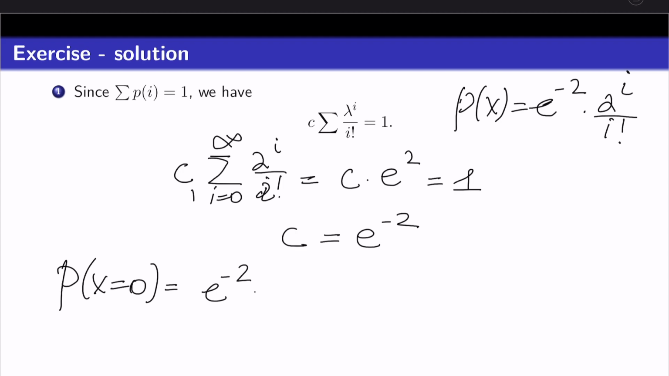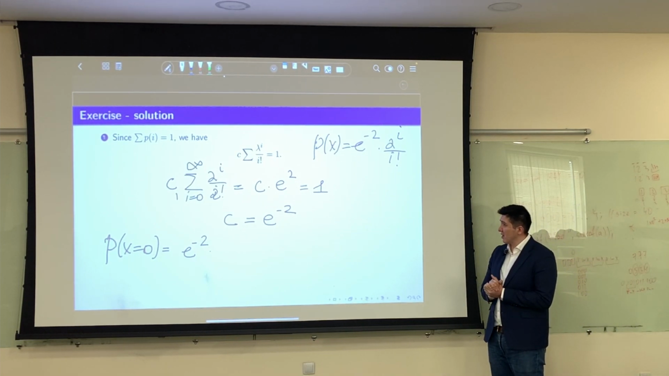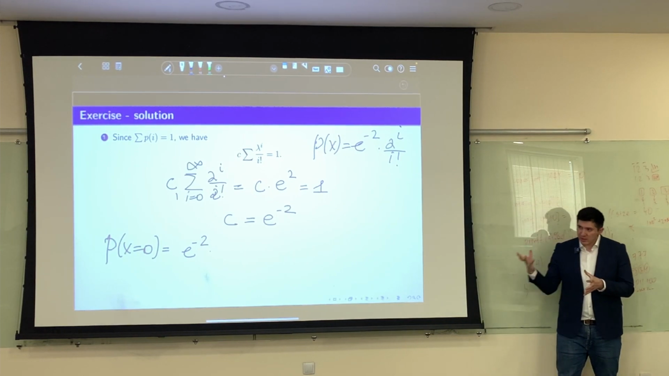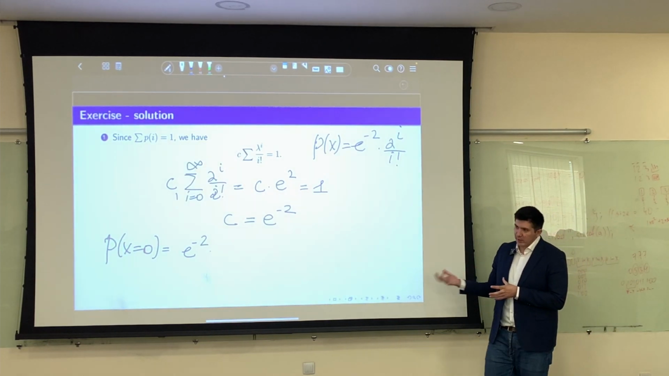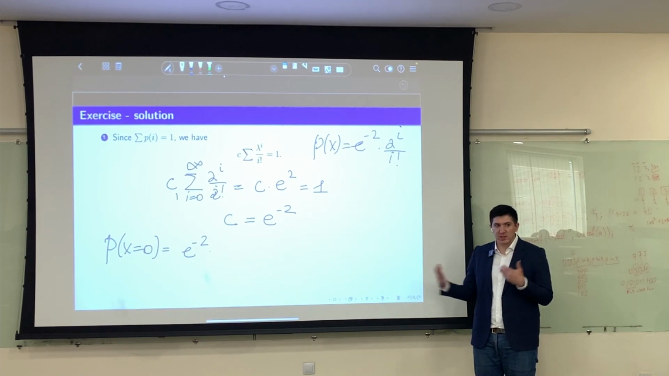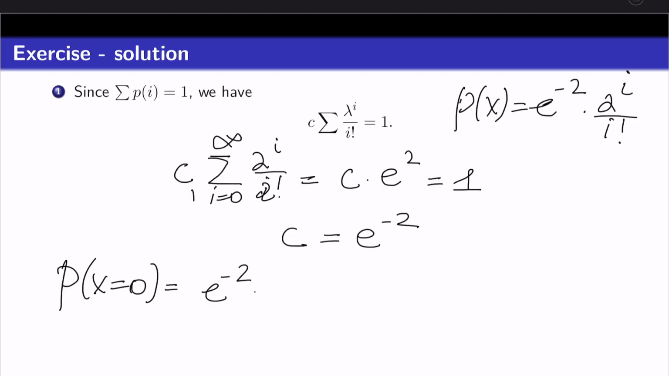Okay, so this is about the probability mass function. In our next lectures, we're going to discuss other types of distributions. Okay, this was an example to show you one of the fundamental properties of mass functions, that the sum of all of the values of the mass function should be equal to 1. Okay, cool.